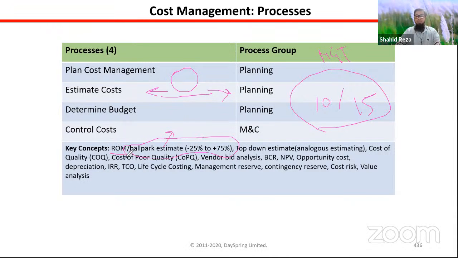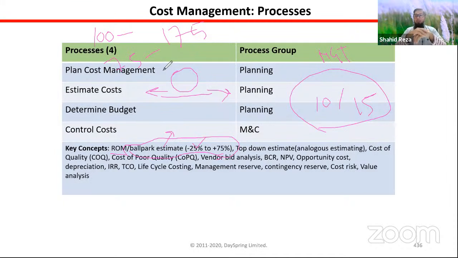See, ROM, rough order of magnitude. That means approximately, we try to give some cost. We try to give some budget. And that practically varies from -25% to +75%. That means if I say it will take 100 taka, it can increase to 175 taka to do the project. Or maybe it can take 75 taka, -25. That means a very high range. The deviation is very high.